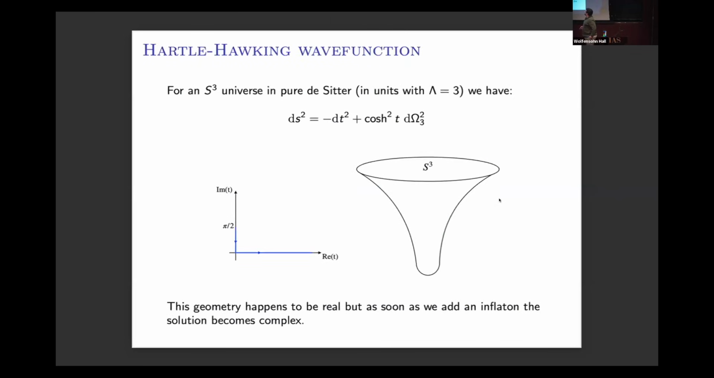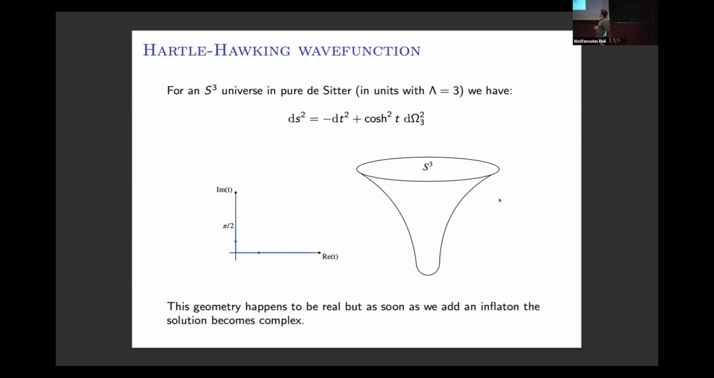I will skip most of the introduction other than just mentioning what the Hartle-Hawking wavefunction is. We want to compute the initial conditions for the universe, and Hartle-Hawking instructed us to do a path integral over all geometries that in the future connect to the end of inflation and the reheating surface.